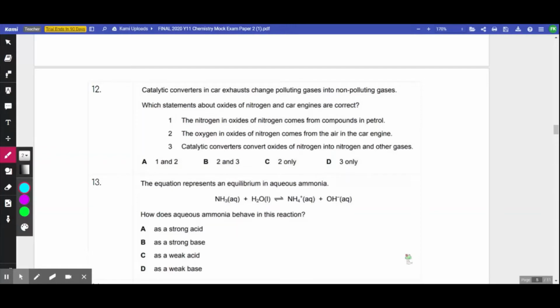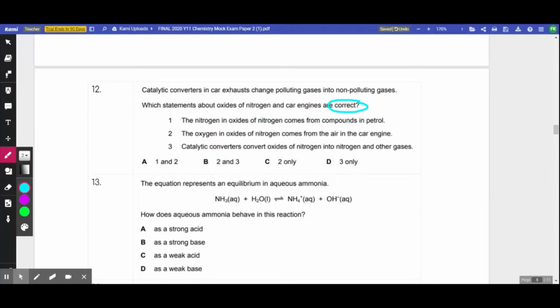So let's have a look at question number 12. It's to do with environmental chemistry and the air. Catalytic converters in car exhausts change polluting gases into non-polluting gases. Now, this is one of those questions where you have to read the statements and figure out which of the statements is correct in this situation. It's always worth having a look at the question, because sometimes they ask you whether your responses should be correct, or not correct or false. In this question, it is correct. So pause the video if you wish to have a go at this question yourself.